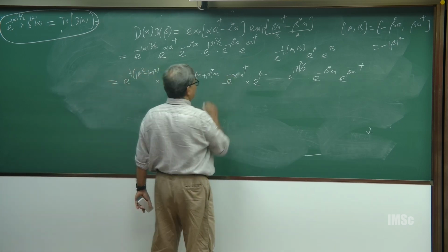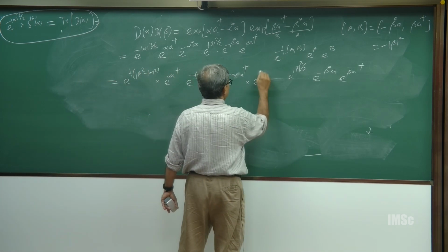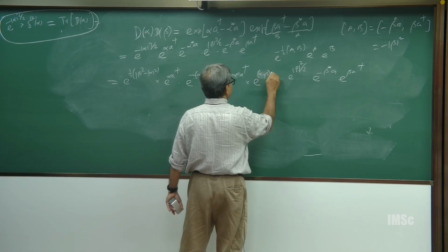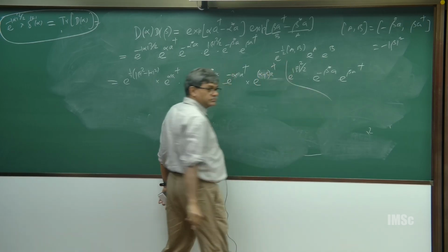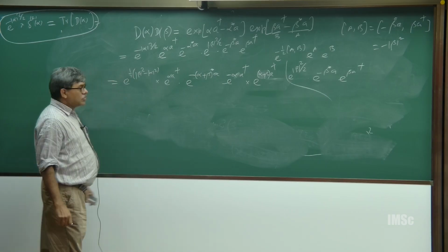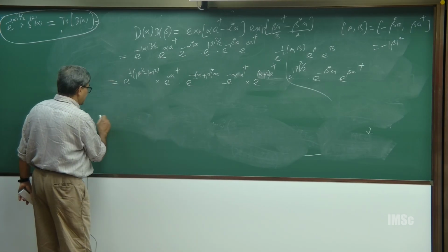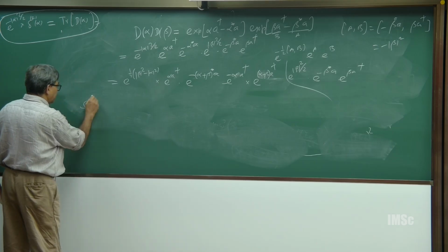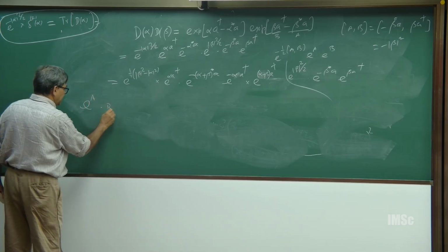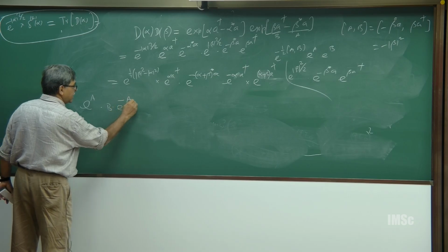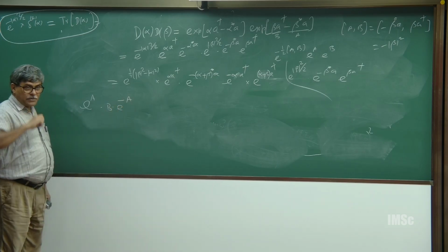Here it is minus. So, here it should be alpha plus beta a dagger. Okay. Now, I should use this formula that e to the power a times b times e to the power minus a. What is that?